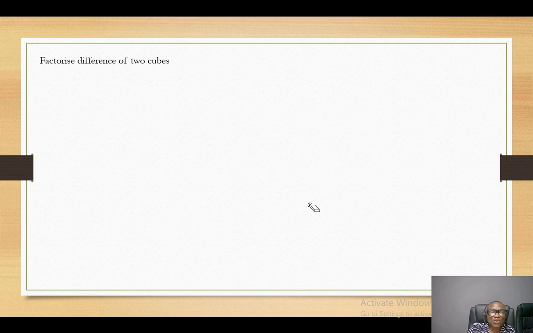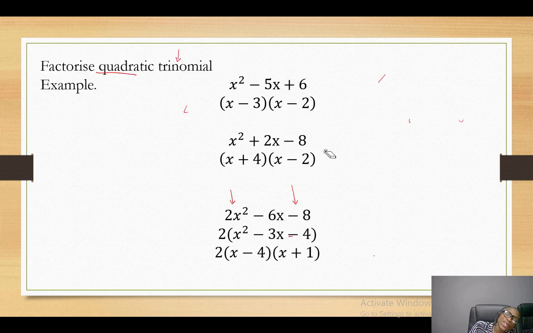Factorizing the difference of 2 cubes. We are going to look at factorizing the difference of 2 cubes in our next class. For today, let's call it a day. I don't want to do too much at once because I might end up compromising quality. So I will meet you next time. Keep practicing maths and God bless you.